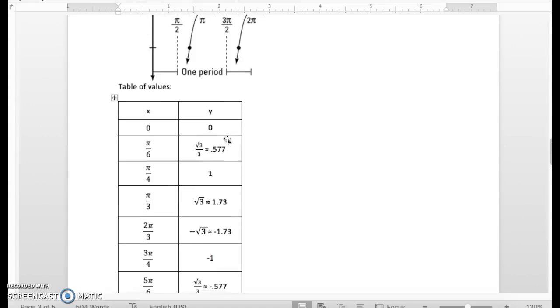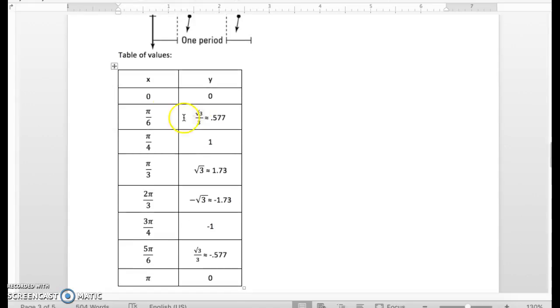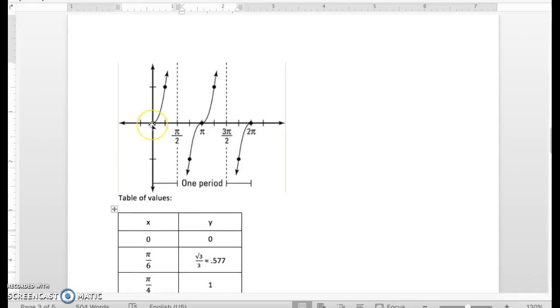And here we can see that also in the table of values. x and y are both 0, and then you can also see from these values in between that once you get to pi, we then repeat the value of y equals 0. So again, up here, you can see x equals 0, y equals 0, and then again at x equals pi, y equals 0 again.